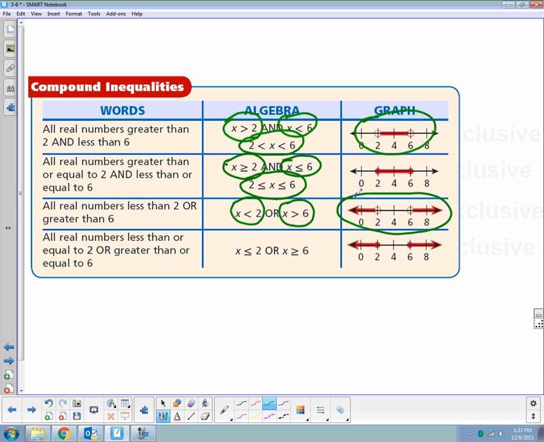Same thing with the last one. x is less than or equal to 2, or x is greater than or equal to 6. Can't be both, and we're including them. So we've got opposite directions.